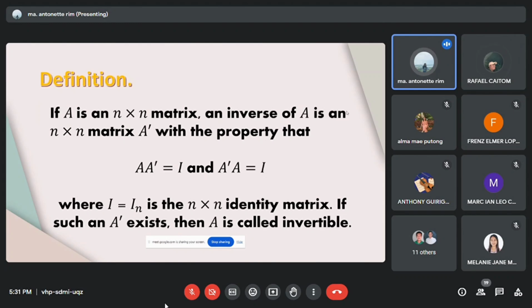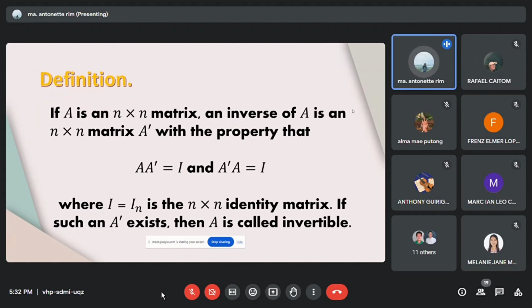Anyone? Kasi maka-answer eh. Wala? Ayu. Can you repeat the question, ma'am? If the matrix is in the form n by m, that is the number of rows does not match the number of columns, does that matrix have an inverse? Wala. No? Okay, correct. Thank you. Sorry. Okay, ma'am. Thank you.